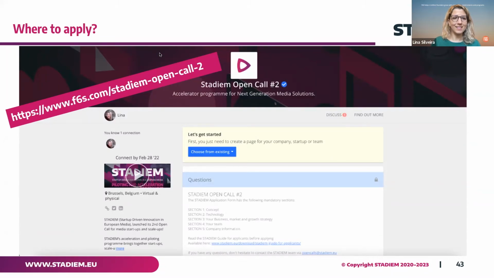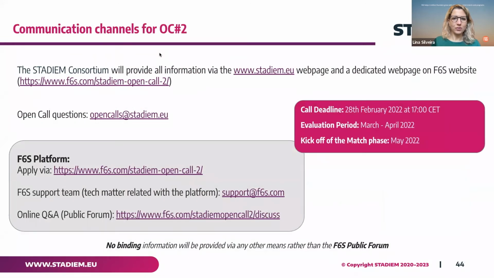That leads me to the next slide. So the proper channels are the ones through the F6S platform. The application, as I was saying, is that link that you have there. And also, if you have any questions, you can post them on the public forum. That's also a transparent way to do it. And if you have any tech problems related to the platform during your submission, you also have a proper channel to reach out and try to solve your problem.